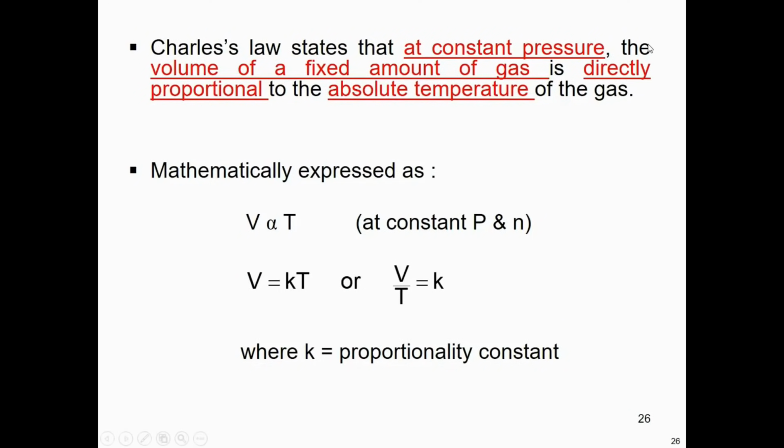So at constant pressure, the volume of a fixed amount of gas is directly proportional to the absolute temperature of the gas. So V is directly proportional to temperature at constant pressure and number of moles. Therefore, volume is equal to K, which is constant, times temperature. Or we can rearrange this relationship: V over T equals K, where K is the constant.